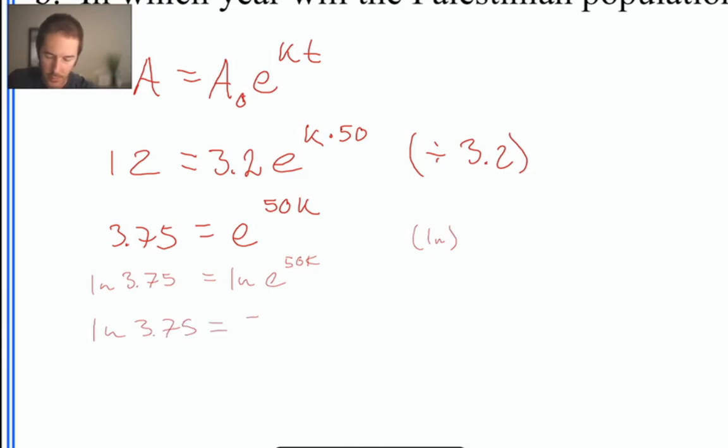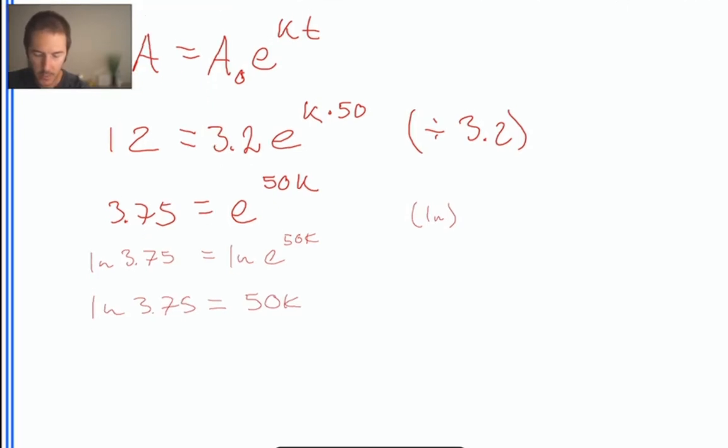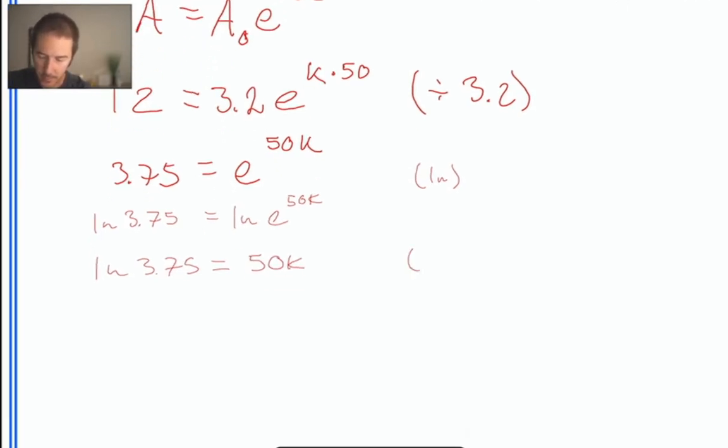Left-hand side of the equation stays the same. Right-hand side becomes 50k. And then we can divide both sides by 50 in order to isolate k.